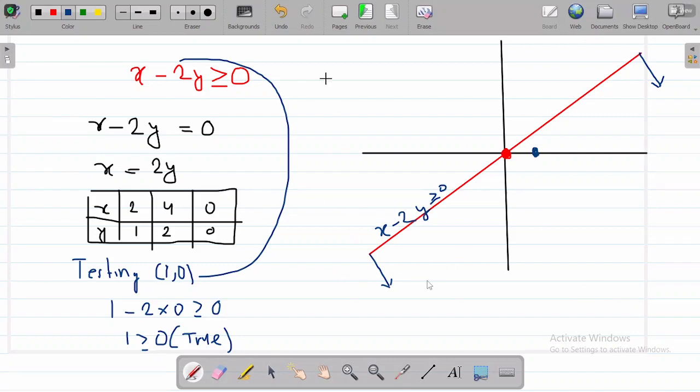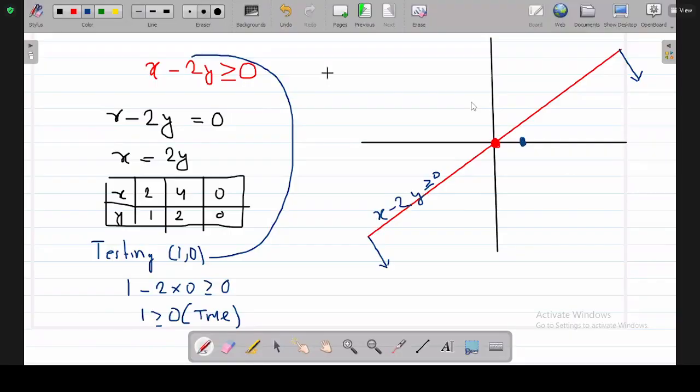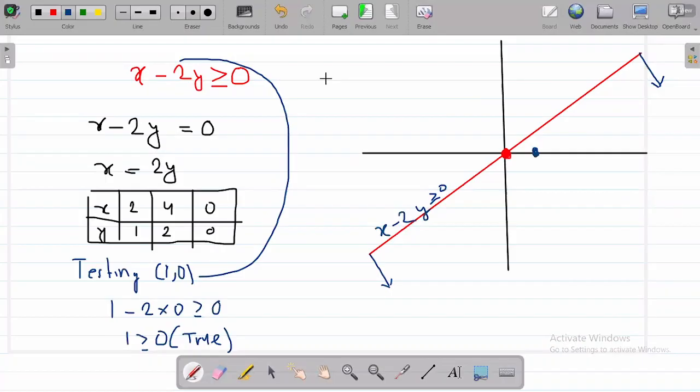So 1, 0 I have tested. Okay, and while testing the point 1, 0, the result is true. So the result is true means now we have to show the arrow towards the 1, 0.